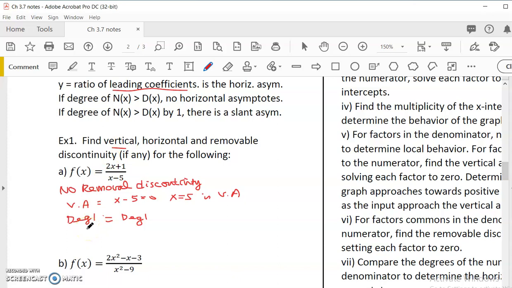So y would equal to... my writing pad is not working very well. So I would say the horizontal asymptote would be y equal to the leading coefficient of the numerator, 2, over the leading coefficient of the denominator, 1. So that is y equal to 2. Graphically, we expect something dotted here, it breaks up at 5. We expect the graph to have a horizontal asymptote at y equal to 2 like that.